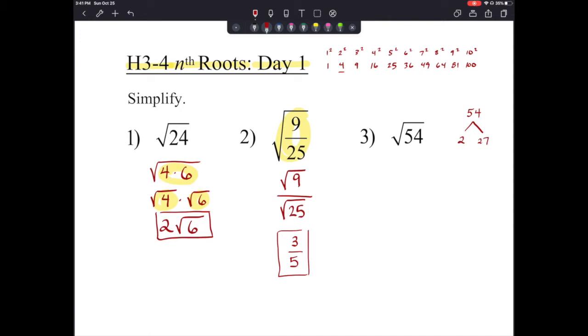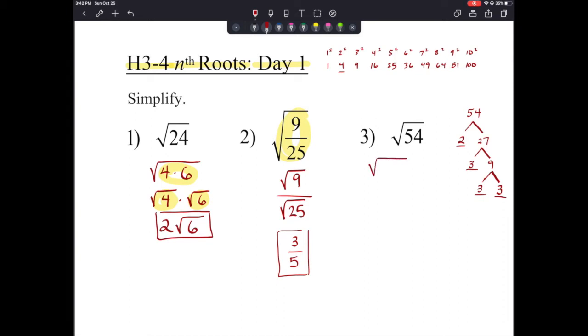Okay, 2 is prime, so I'm going to leave it as it is, but 27 is not. It's not even, so 2 doesn't go into it, so I'm going to try 3. 3 goes into it 9 times. Okay, so 3 is prime, 9 is not. 9 is a perfect square, but let's say you didn't recognize that and you broke it down even more. Right now you've got the prime factorization, 2 times 3 times 3 times 3.